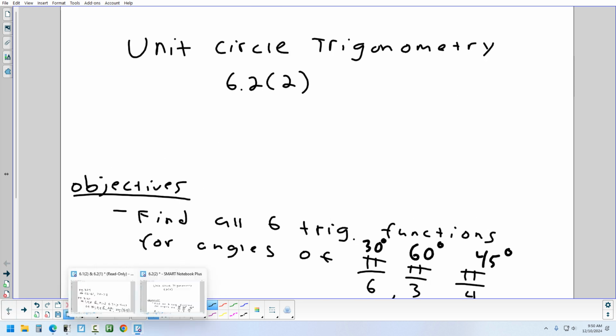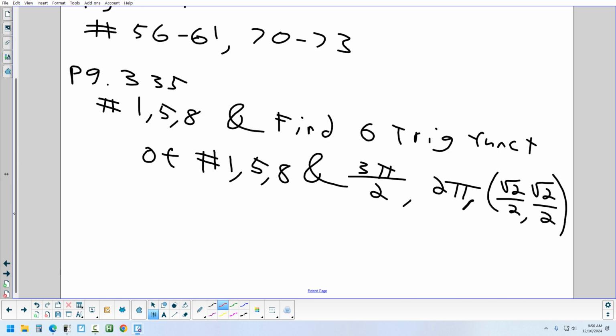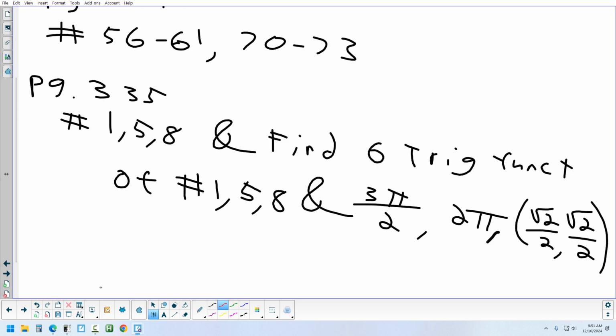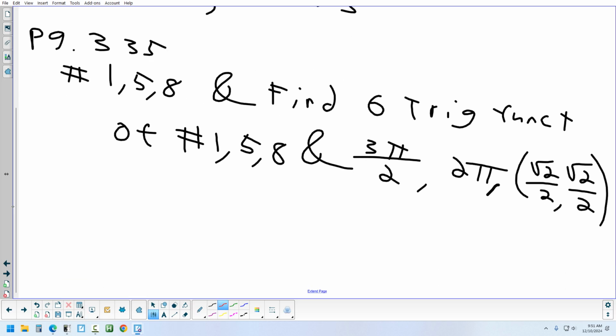So for homework, we already did page 324. So on page 335, I want you to do 1, 5, and 8, which ask you to find the coordinate. But then I also want you to use the coordinate to find the 6 trig functions. So you should have 6 answers for every problem in tonight's homework. Sine, cosine, tangent, secant, cosecant, cotangent. So 1, 5, and 8 are in the book.